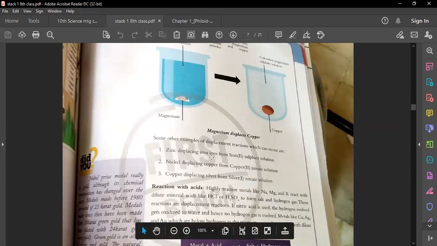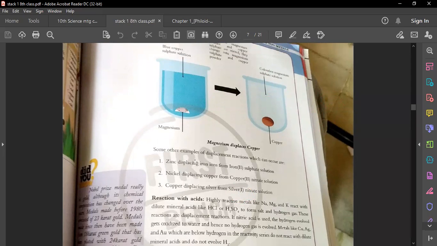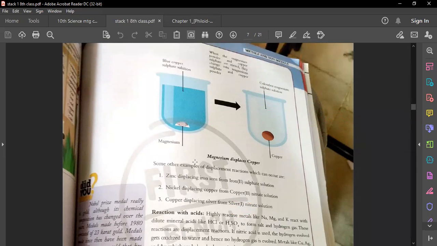So zinc displacing iron from the iron sulfate solution. Zinc is more reactive or iron is more reactive? Sir, zinc.